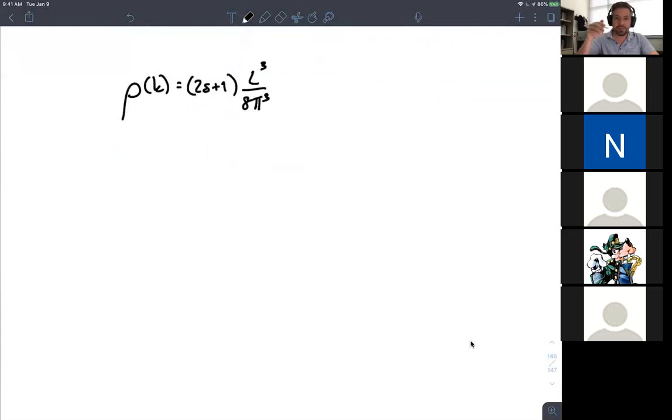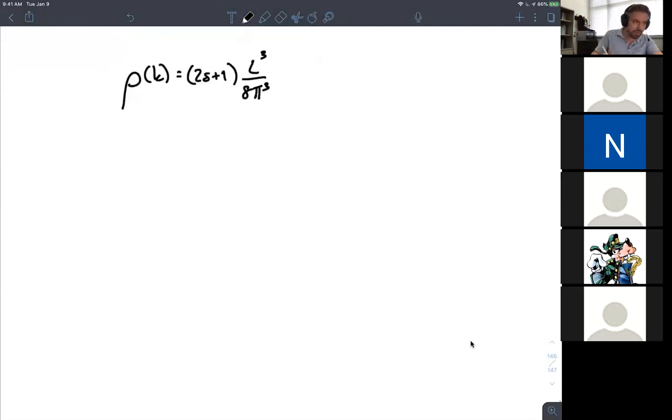Now, what we want to do is sum over all possible states that have the correct energy. If we had discrete energy levels, you would take this and sum over the correct radius of your sphere. Again, we're going to make the approximation that the box is so large that our states are approximately continuous.